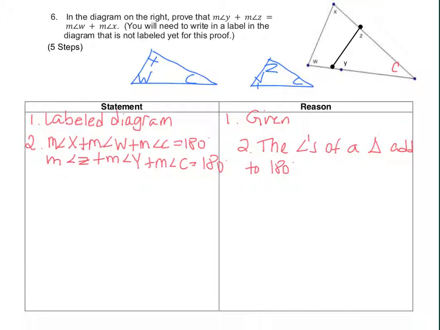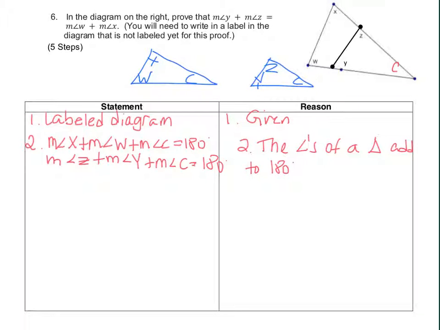Okay, hopefully you've got down that the measure of angle Z plus the measure of angle Y plus the measure of angle C equals 180. Z plus Y plus C equals 180 because the angles of a triangle add to 180. Look carefully what you have in step 2. Notice that you have 180 here and 180 here. You've got a match on the right side.